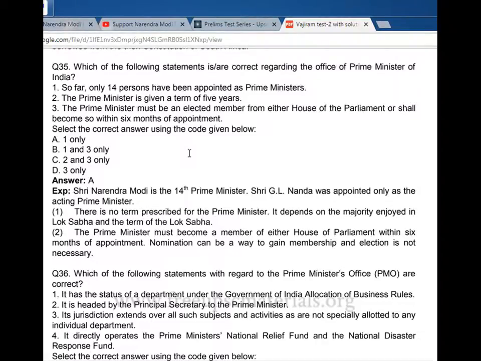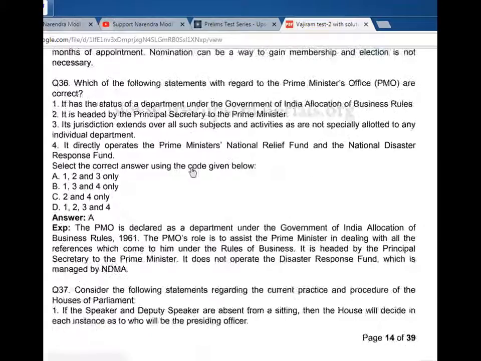It depends on the majority enjoyed in the Lok Sabha and the term of the Lok Sabha. The Prime Minister must become a member of either House of Parliament within 6 months of appointment. Nomination can be a way to gain membership, and election is not necessary. So, next question. Next time.